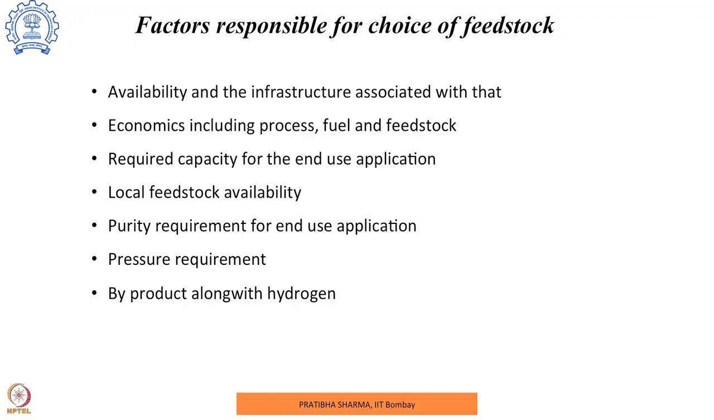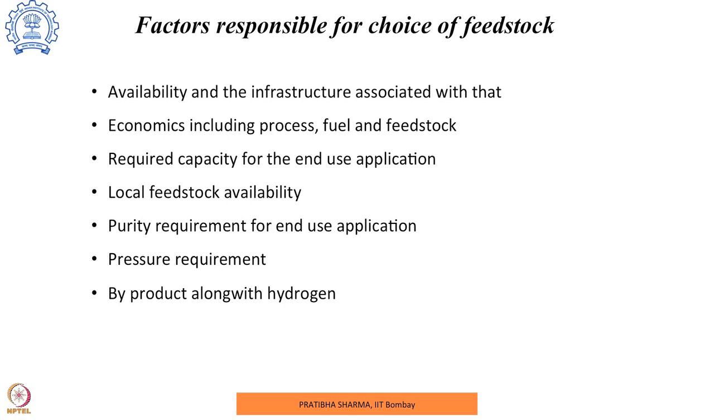In this class, we will look at the various methods for hydrogen production. Some of the methods which are used on industrial scale, we will be going into in more detail. However, some of the methods which are still at laboratory scale, we will be just touching upon. Now, in an earlier class, we have seen that more than 80% of the hydrogen being produced was from fossil fuels.